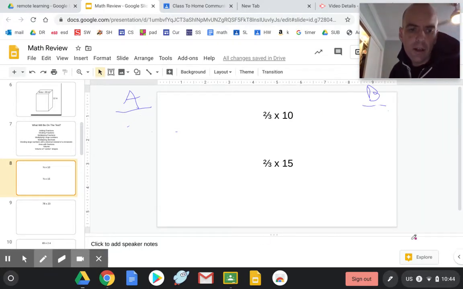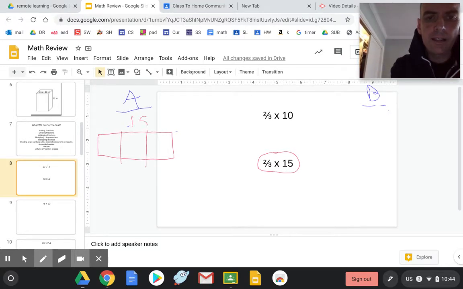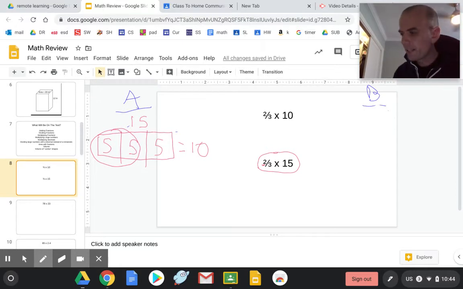Okay, let's do another one of these problems. Now let's do 2/3 times 15. So I can do the picture way and the multiplication way. The picture way, I draw 2/3. And I'm splitting 15 into those thirds. So 15 divided by 3 is 5. And there's nothing left over, so no fraction. And it says 2/3 of it, so I take two of them. 2/3 of 15 is 10. Okay, so that's the picture way.